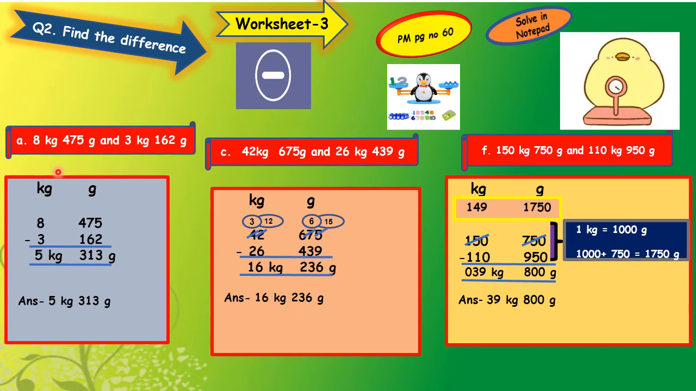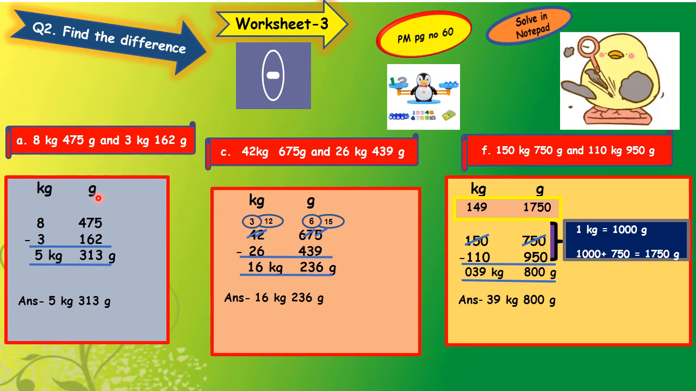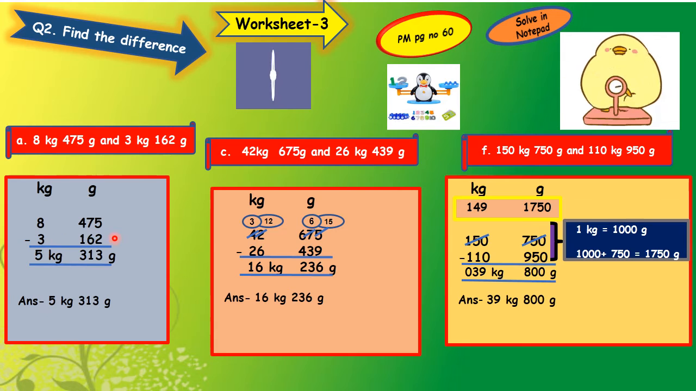So question A is 8 kg 475 grams and 3 kg 162 grams. You have to find the difference between two numbers. It means we have to do subtraction. So we shall make 2 columns, as you all know, and we shall arrange all the numbers according to the units. Here 8 is the bigger number than 3, so it shall be put in the first column and 3 shall be put in the second column, and we shall start subtraction from grams section.